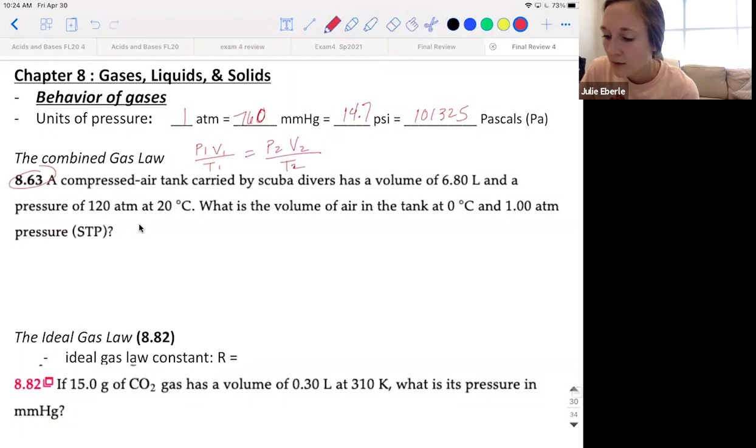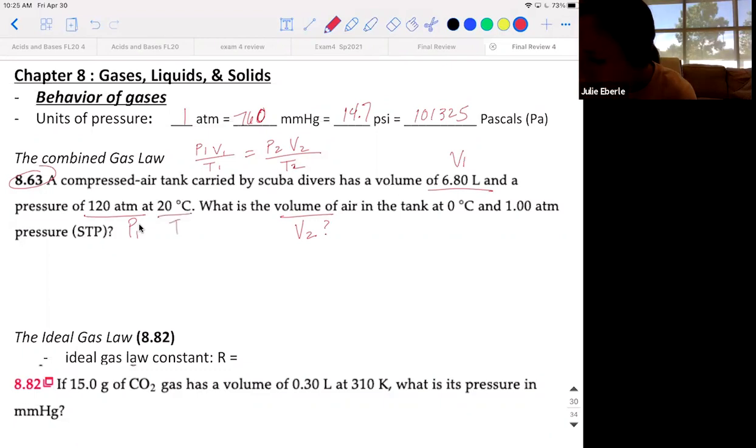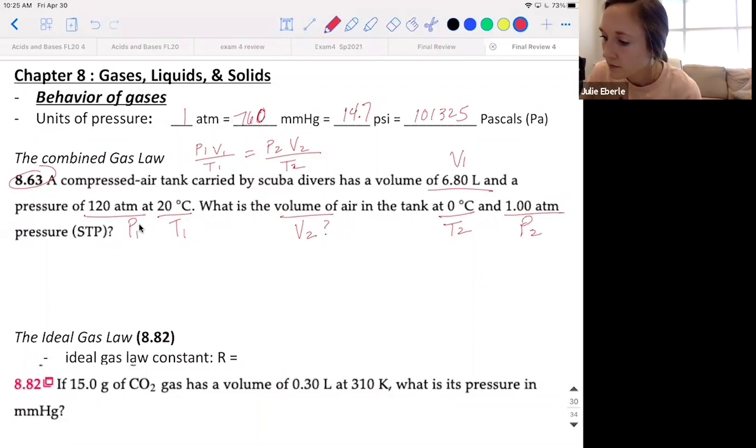This is an example problem here. A compressed air tank carried by scuba divers has a volume of 6.8 liters. I'm just going to call this V1, the first volume I'm given. How do I know it's volume? Units of liters. A pressure of 120 atm, so I call that P1. What is the volume? So I'm looking for V2. By the way, this is my first temperature, T1. What's the volume of the air tank at 0 degrees Celsius? So that is T2 now, and a new pressure, 1 atm, that's P2. So just plug everything in and solve for V2.